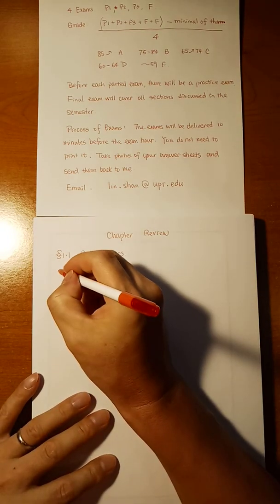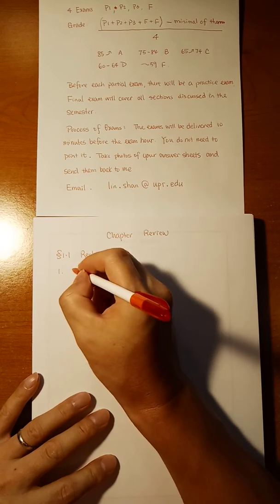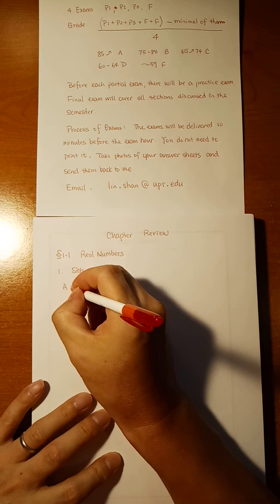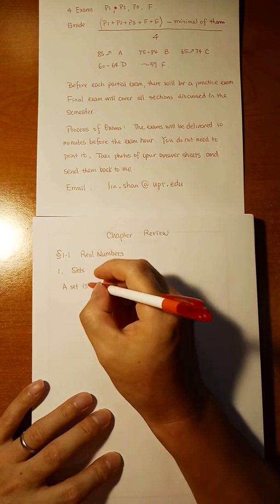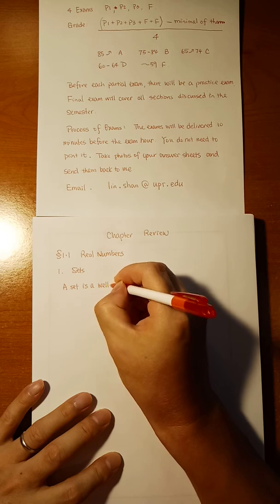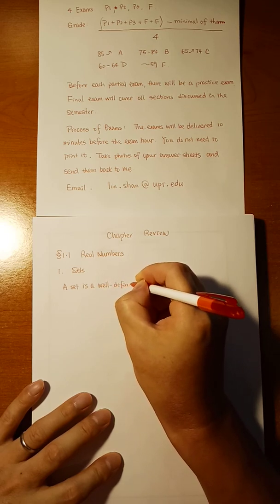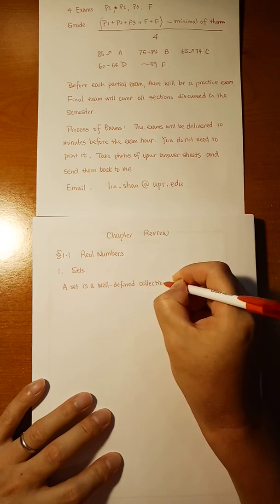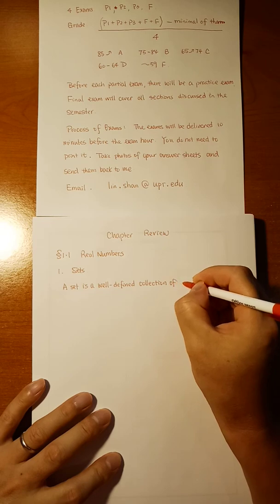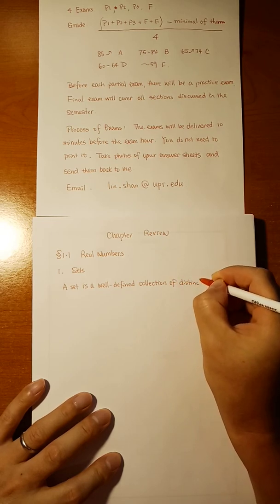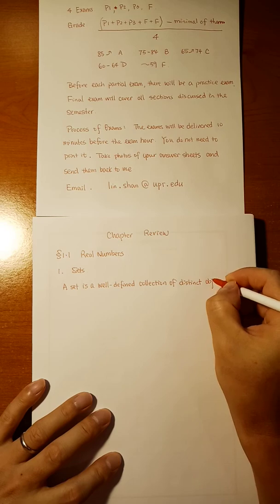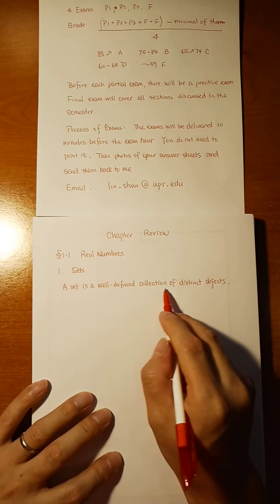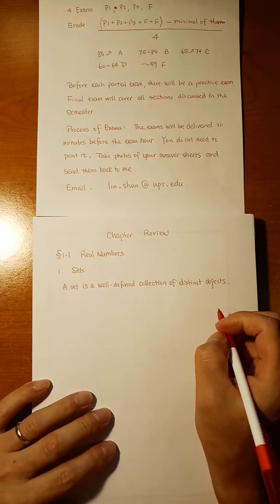Okay? So first, we work with sets. So what is a set? A set is a well-defined collection of distinct objects. Okay? So a set is a well-defined collection of distinct objects.